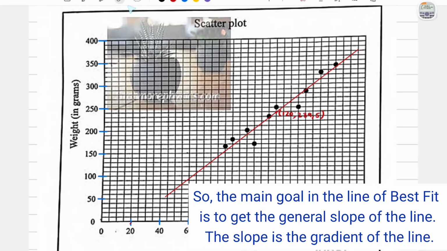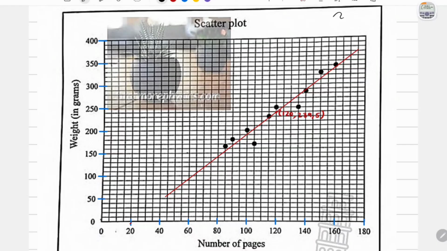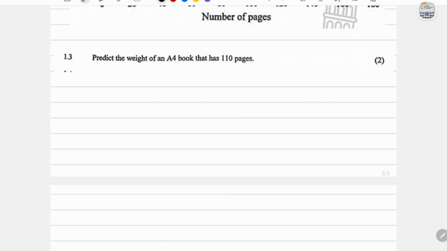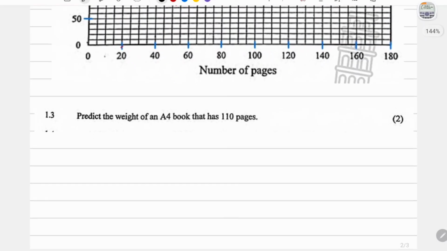So even if a new point had to come in, I'll be able to see whether this point is closer to the line or further away from the line, and you'll be able to spot things like outliers as well. Okay, so that is the answer to that, and we finally move on to the next question.